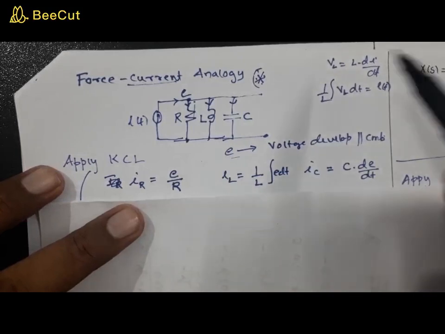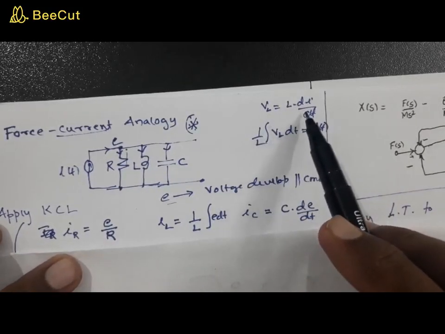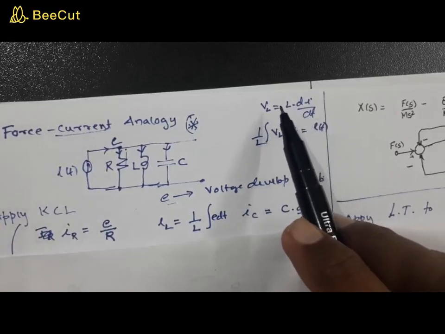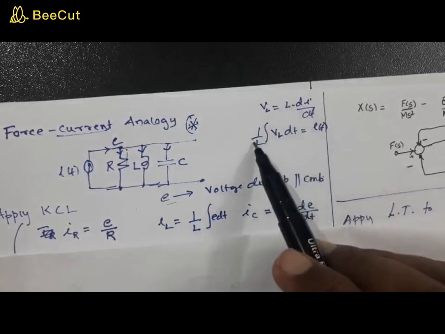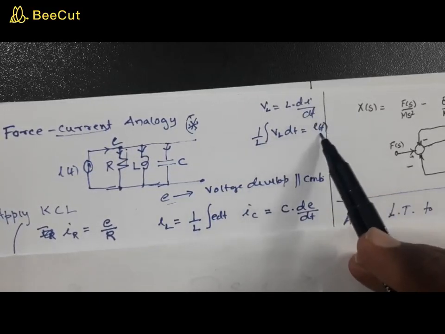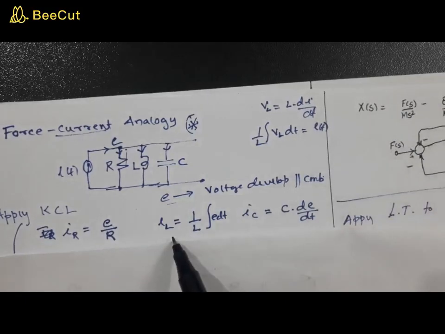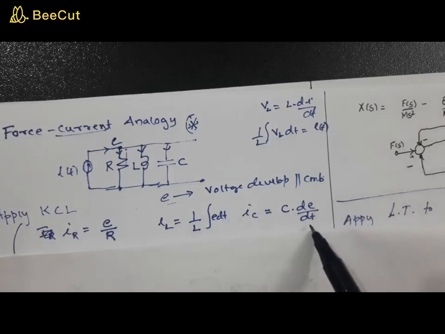Now from where did you get that? You already know VL is equal to L into di by dt, and if you integrate this, bringing the L down, you will get integral VL dt, and when you integrate you will get I of t. So from that you got the inductor current equation, and the capacitor current is given by C into dE by dt.